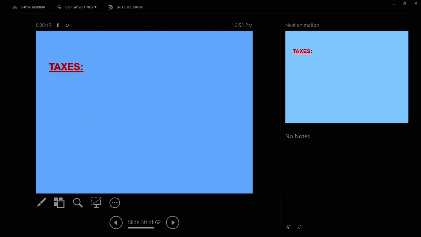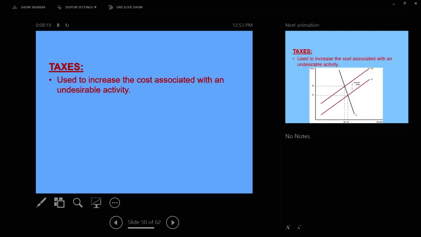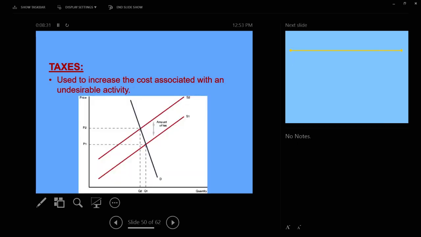Now let's talk about taxes. So the opposite of subsidies are taxes. Obviously, taxes are used to increase the cost associated with an undesirable activity. I want to make something that's bad for the environment more costly, and so a tax is a way to do that. If you understood the subsidy graph, you'll understand the tax graph.